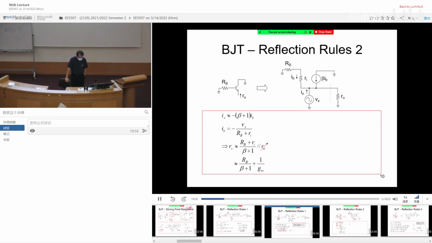Reflection rule number 2. Same thing, you have this transistor, collector is grounded. Now you have the resistor connected at the base terminal, and you are asked what is the equivalent resistance, or driving point resistance, looking into the emitter terminal. So if you don't know anything better, you can just apply a test voltage Vx and derive the corresponding current Ix. Okay? But here, we try to do something probably more intuitive.